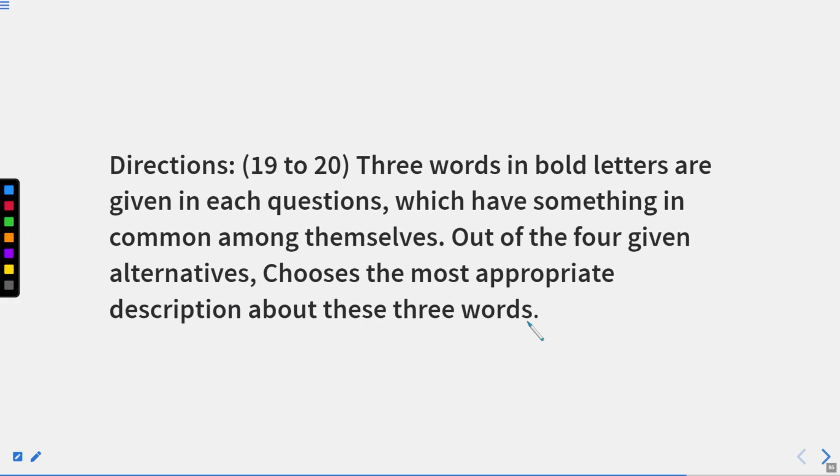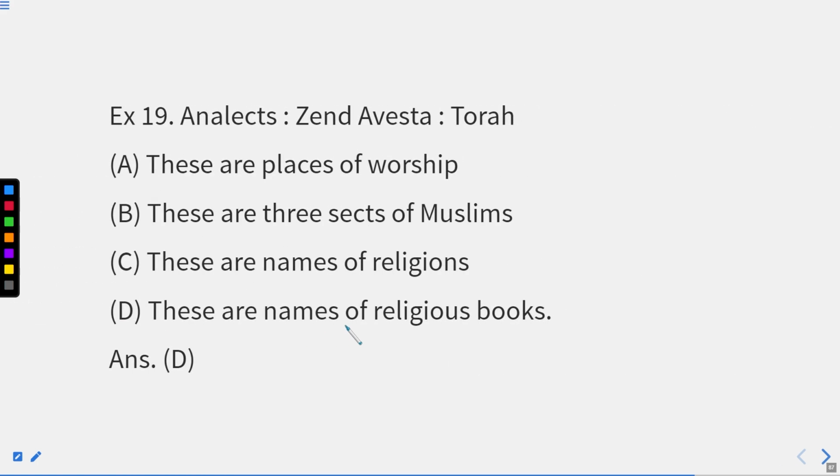Now, I am going to give some more instructions for both question number 19 and question number 20. 3 words in bold letters are given in each question which have something in common among themselves. Out of 4 given alternatives, choose the most appropriate description about these 3 words. I hope this part is clear. Now you have to find the relation between them. Again, the first is what?